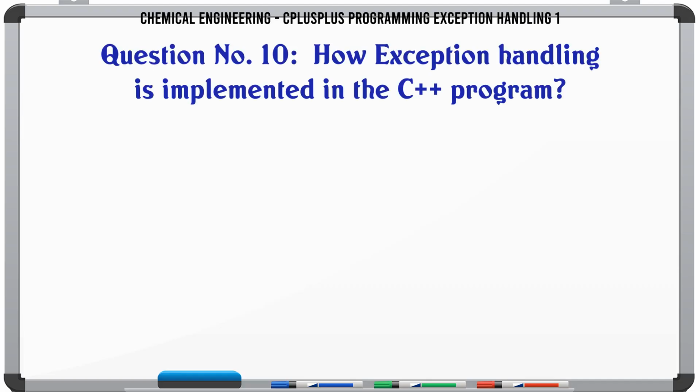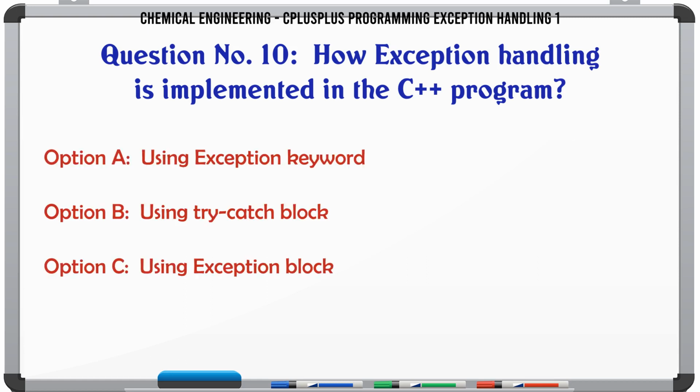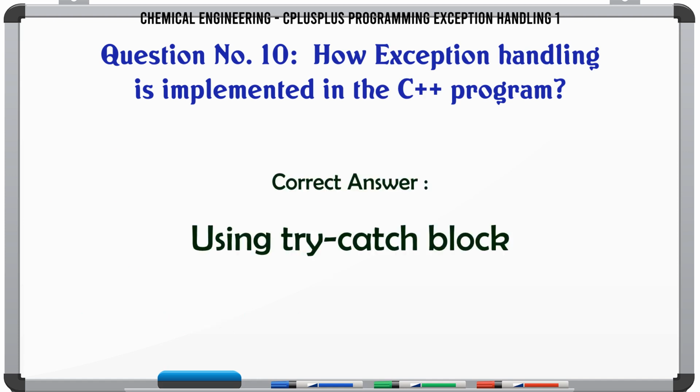How is exception handling implemented in the C program? A. Using exception keyword. B. Using try-catch block. C. Using exception block. D. Using error handling schedules. The correct answer is using try-catch block.